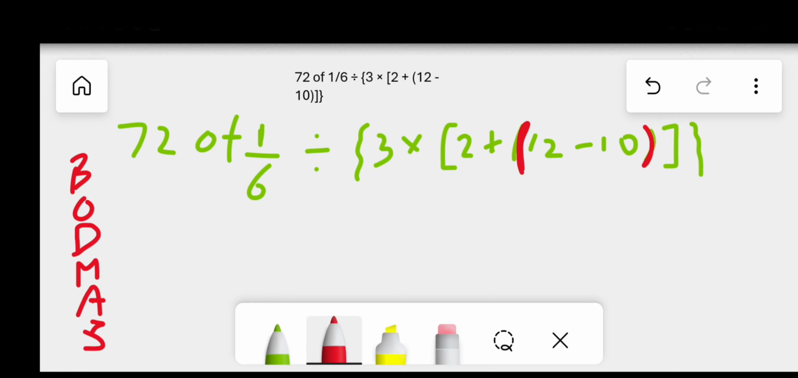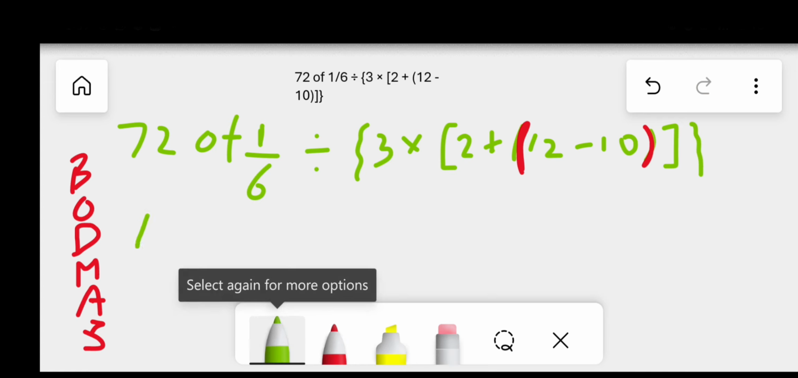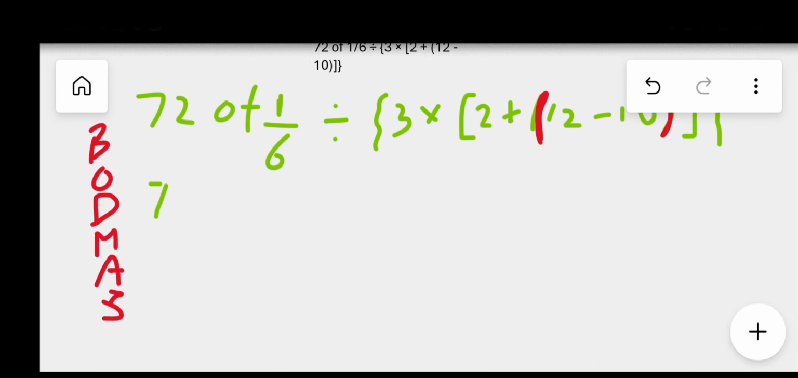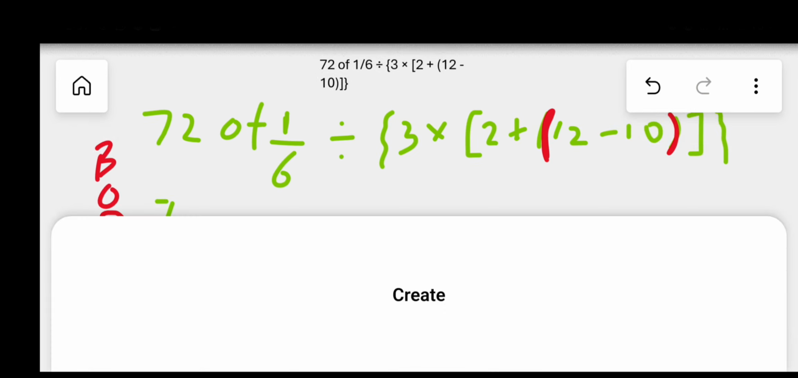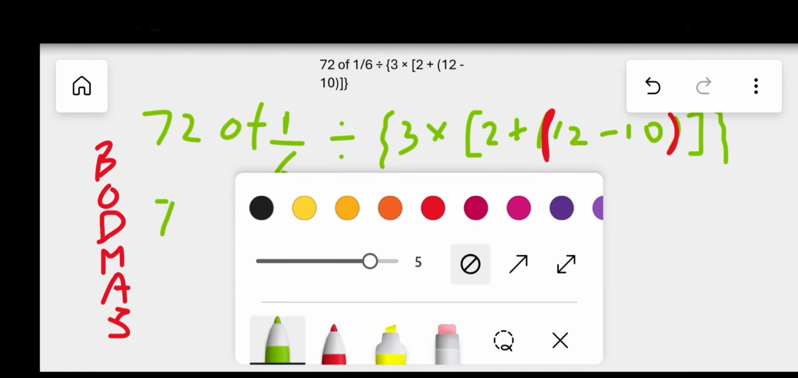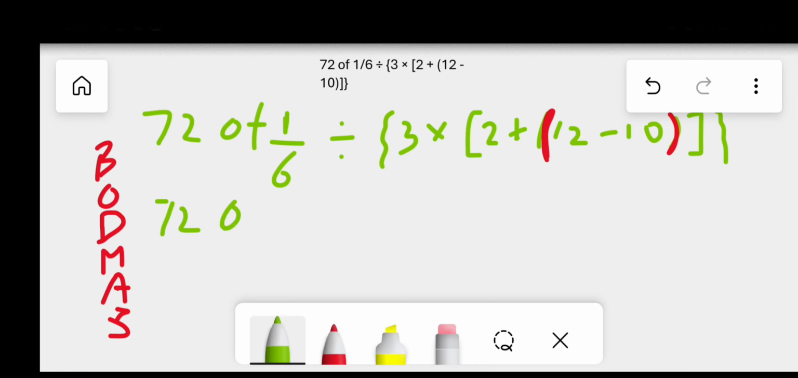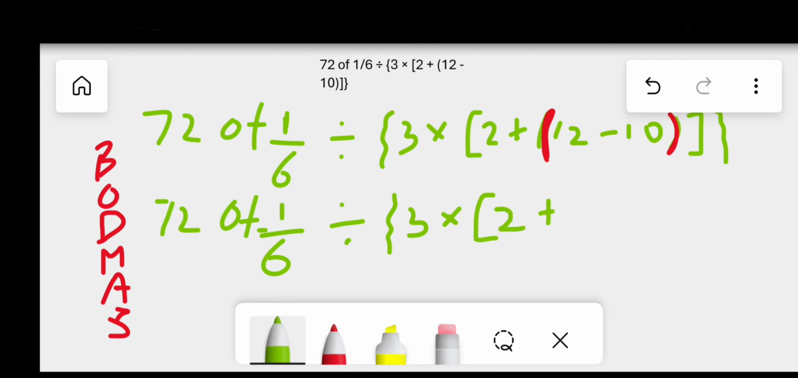So first, we know that if a bracket is there, we will first solve the round bracket. So without thinking anything else, let's copy everything as it is and first solve the round bracket. So here 72 of 1 by 6, division sign, curly bracket starts, 3 multiply with square bracket starts 2, plus now we will solve the thing inside the round bracket, 12 minus 10 is 2, which will give us 2, square bracket close, curly bracket close.